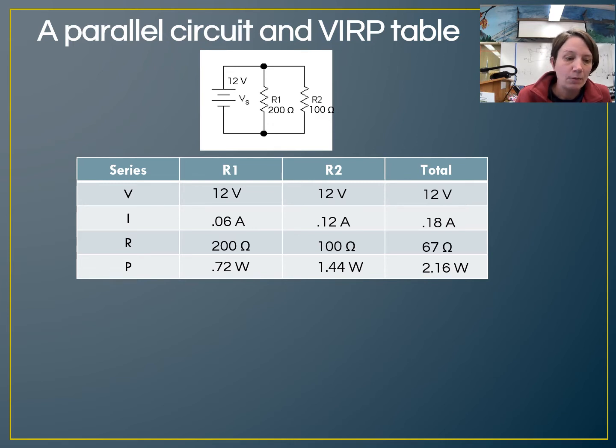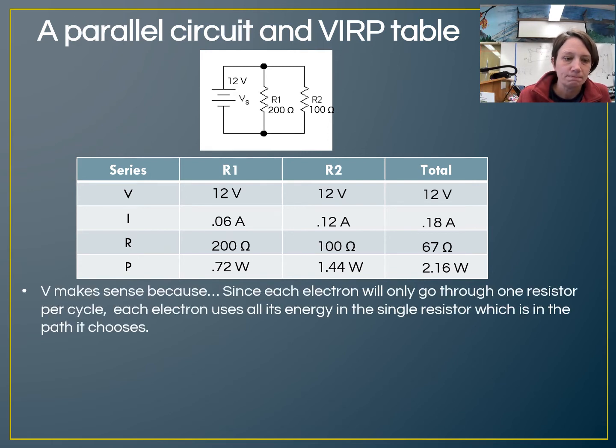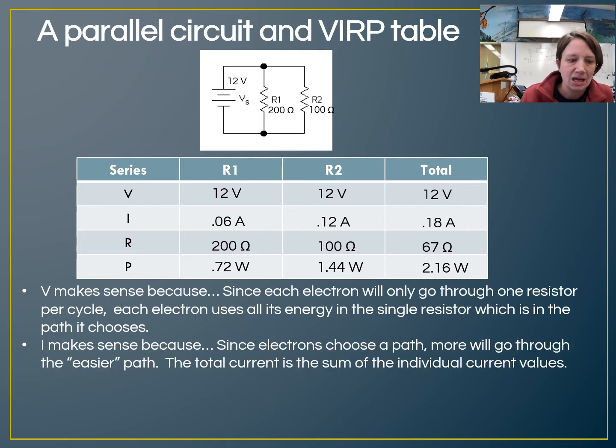Now that I've got my whole table filled out, I want to go and see if each one of those rows makes sense, just like I did with my last circuit. The voltage values here are a little different, but they still make sense because each electron is only going through one of the two resistors. Therefore, they have to use all of their energy in that resistor, which is why all of those energy values are the same. The current makes sense because different electrons are choosing each path, but the total current is going to add together to be the total amount that came out of the battery.